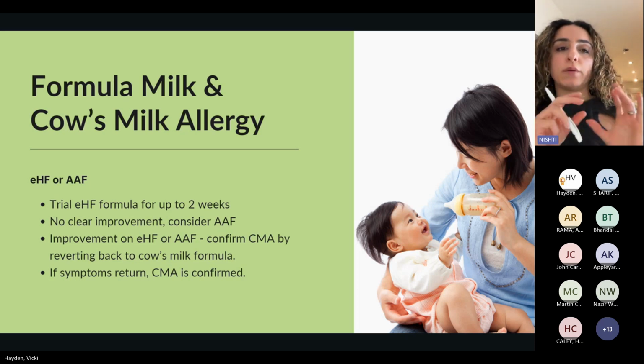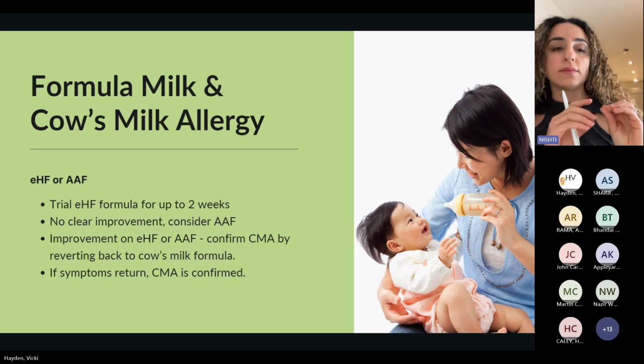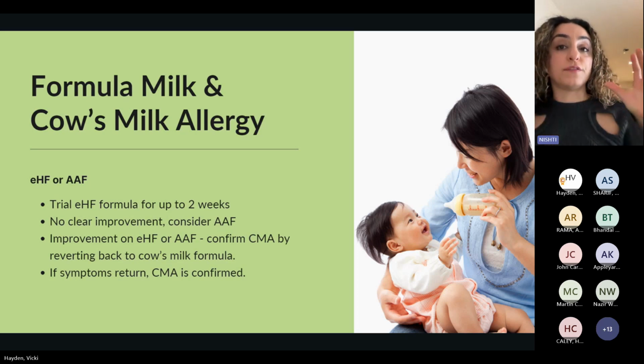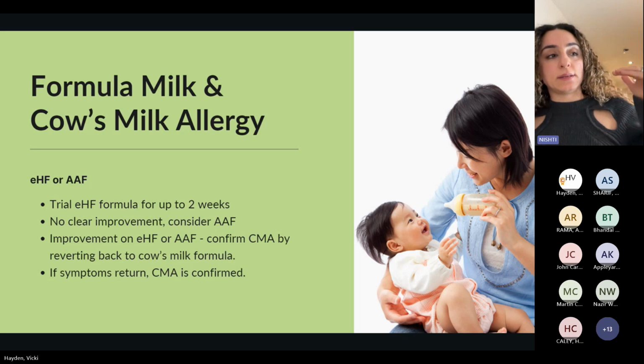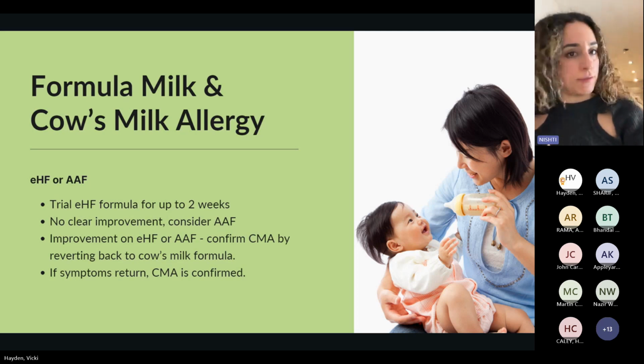But I think it's good to play around with the extensively hydrolyzed formula category first, because we do find that often we jump from extensively hydrolyzed formula directly to amino acid formula, but sometimes it's actually about playing around with them because they all are different.